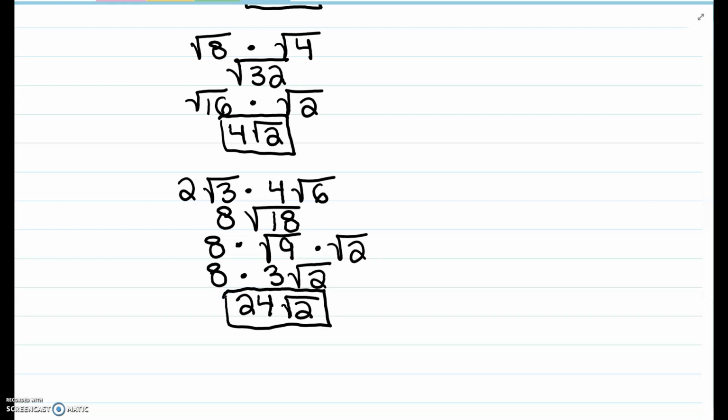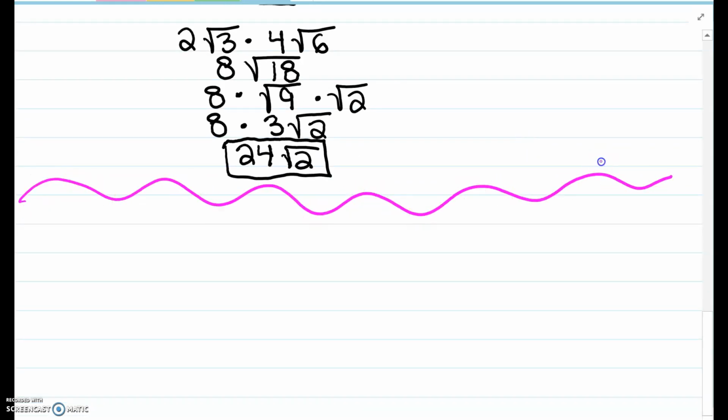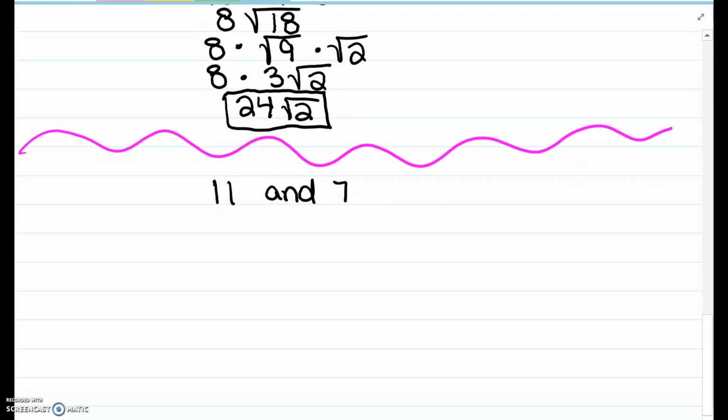Now that we know how to multiply radicals, let us apply what we learned and try some more complicated problems with finding the geometric mean. So let's find the geometric mean of 11 and 7. So we plug it in and we get x equals square root of 11 times 7. We get x equals square root of 77. 77 does not have any factors that are perfect squares, so radical 77 is your answer.